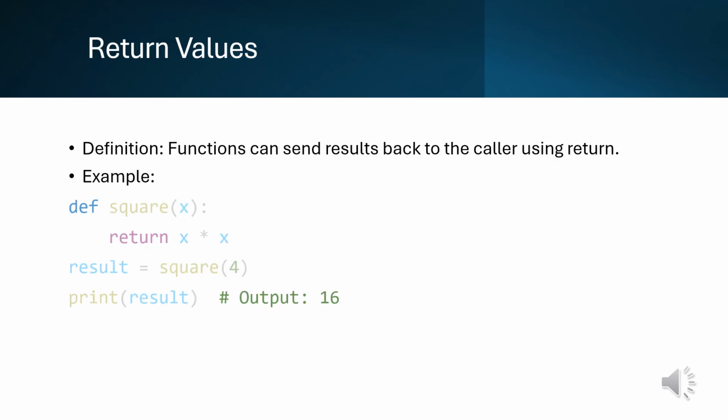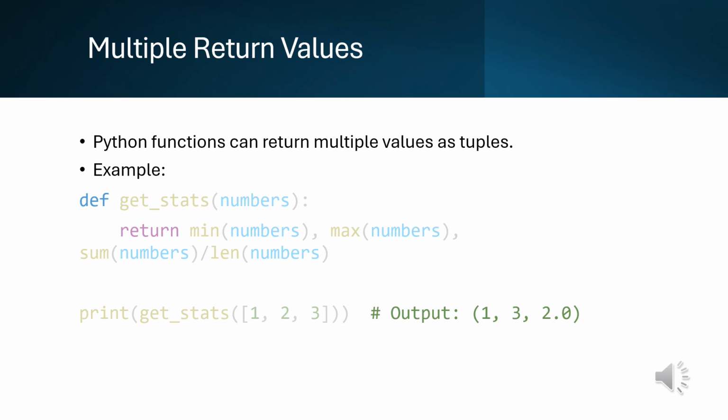Functions can send results back to the caller using the return statement. Example: def square(x): return x * x, result = square(4), print(result). Output: 16. Return values make functions more powerful by allowing you to compute and reuse results. Python functions can return multiple values using tuples. Example: def get_stats(numbers): return min(numbers), max(numbers), sum(numbers), len(numbers). Print the result of get_stats on a list of numbers. This is great for returning multiple pieces of related information.